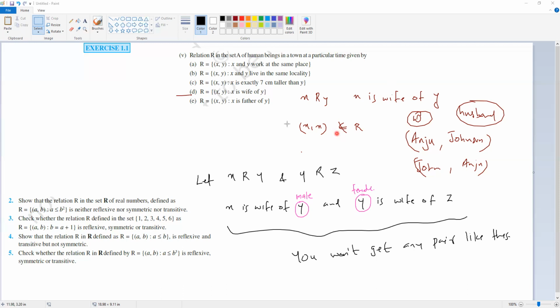क्लियर? So बाकी questions we will do in tomorrow's class. Remaining you can check. One last one you just check, x is father of y, that you check. Interesting है ना, मजा आ रहा है, sir. ठीक है, so see you tomorrow.